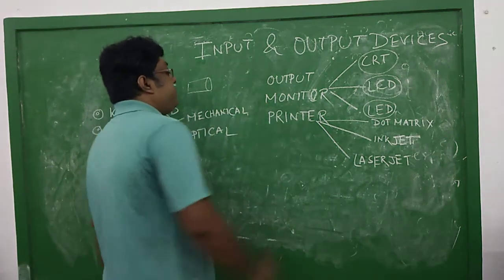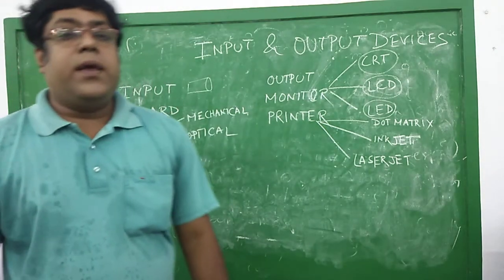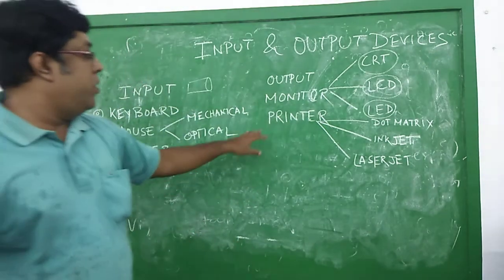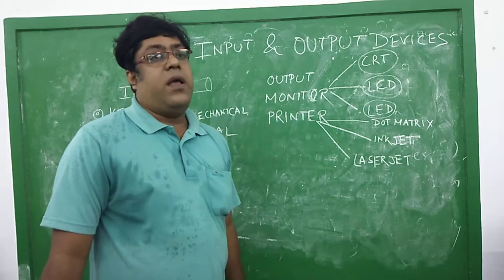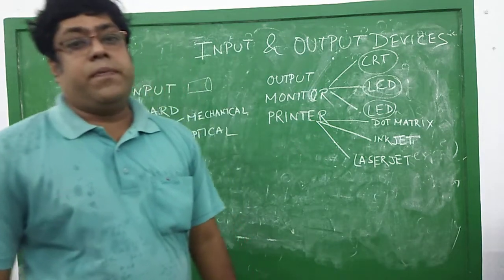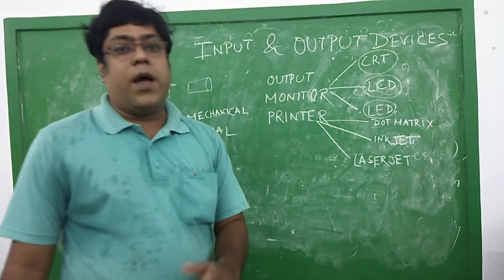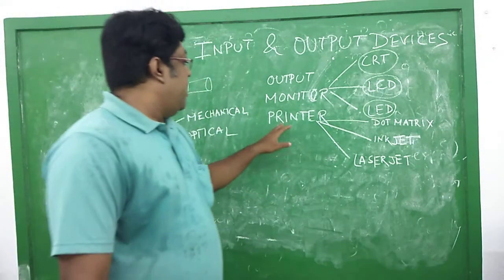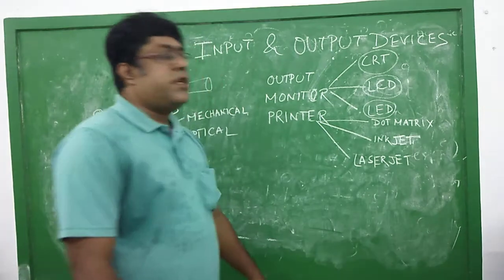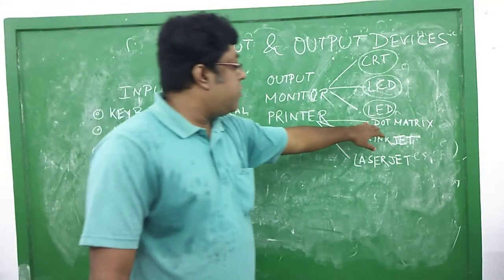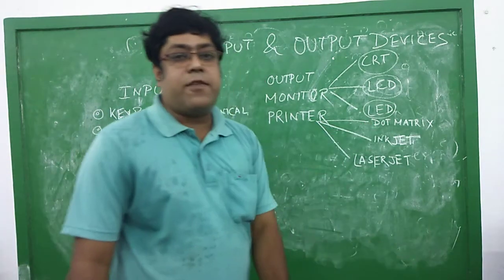Next, printer. Printer converts our output into the form of hard copy, means we are getting the outputs on paper. The three different categories of printers are found. First of all, dot matrix printer.